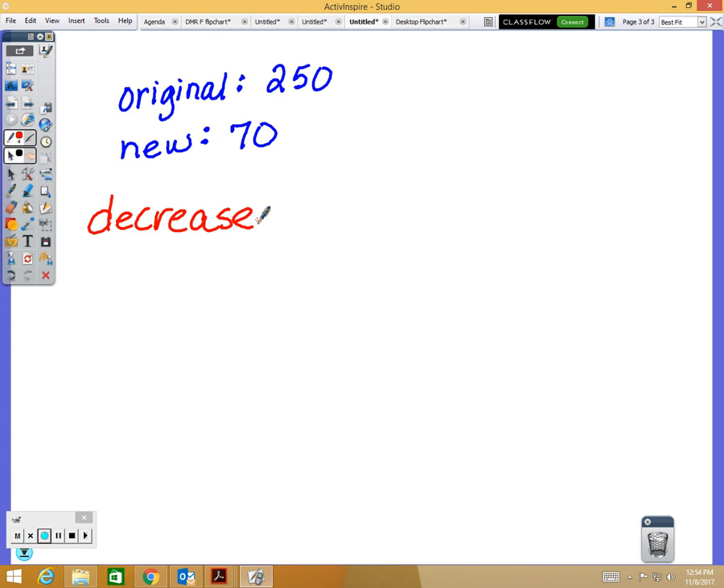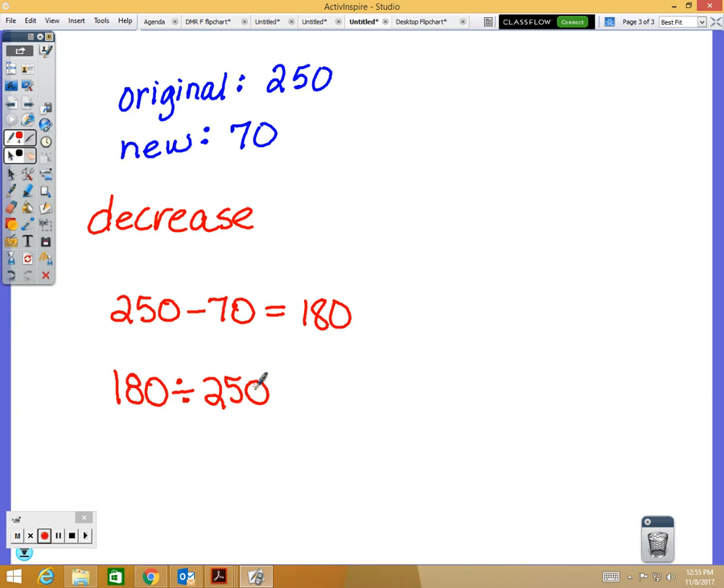Now we're going to use those 3 steps that we just hopefully wrote. What was my first step? Find the difference. So I'm going to take my bigger number minus my smaller number, and I'm going to use my calculator. 180 is the difference. What is my second step? The difference of 180 divided by the original amount, which is 250. So carefully put that in your calculator.